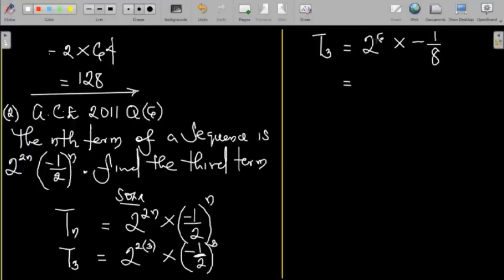So our work continues here. 2 raised to power 6 is 64, times minus 1 all over 8. So our final answer here is minus 8. Why? When this 8 cancels the 8 in 64, we have 8. 8 times minus 1 is minus 8. And that is definitely the answer. So that is option D.